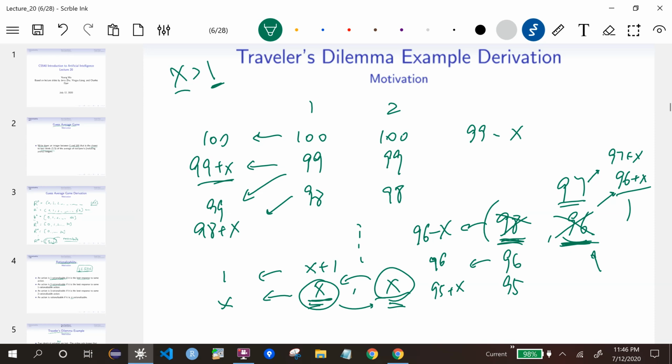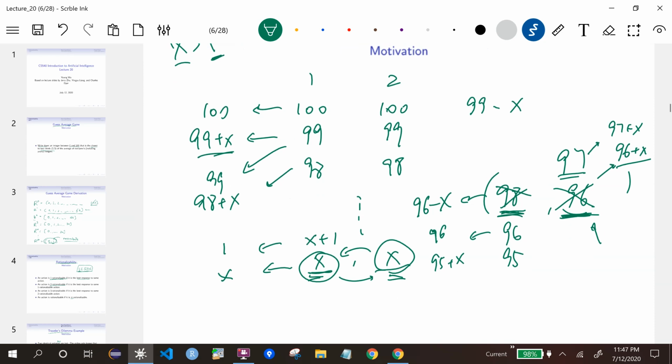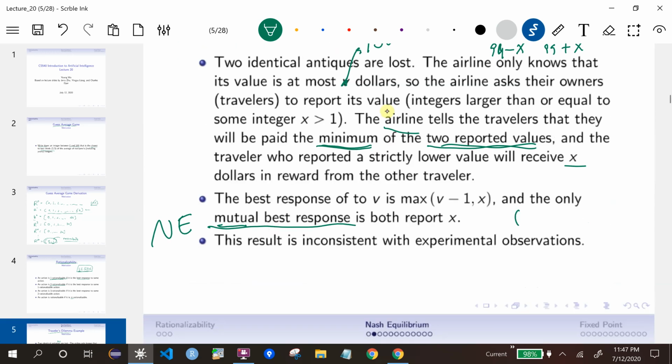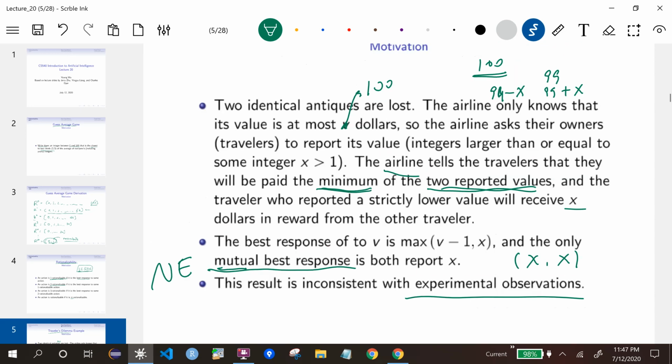And you can actually check all possible pairs. And actually the only pair that works like this, like mutual best responses, is x and x. And we're going to call this the Nash equilibrium. And this game has a unique Nash equilibrium. So according to game theorists, we would predict that everyone would do this. Well, realistically, it's obviously inconsistent with experimental observations.